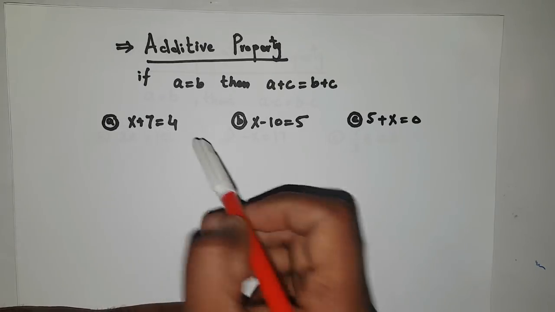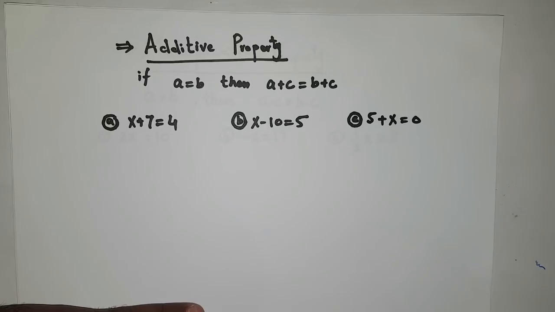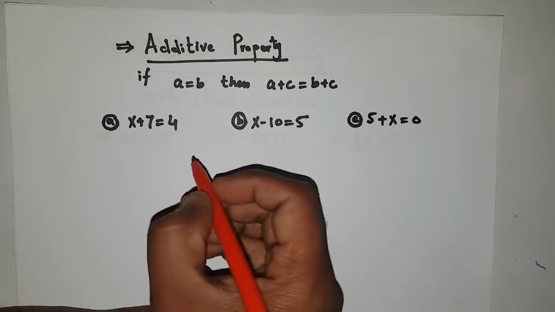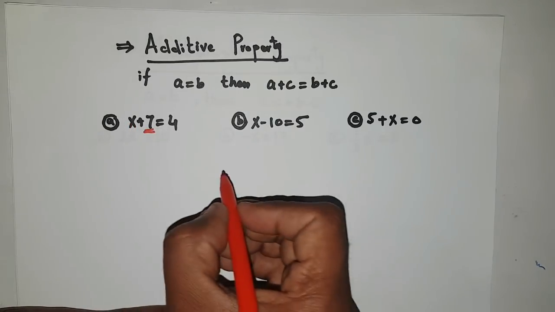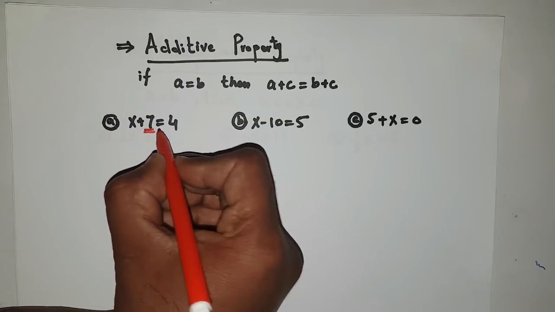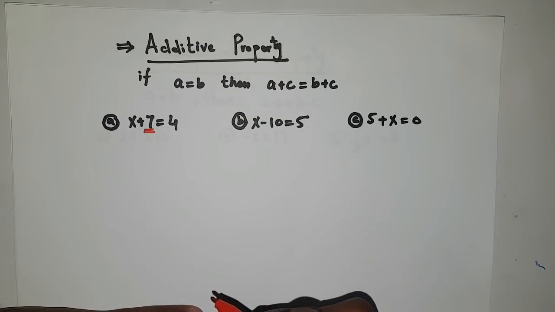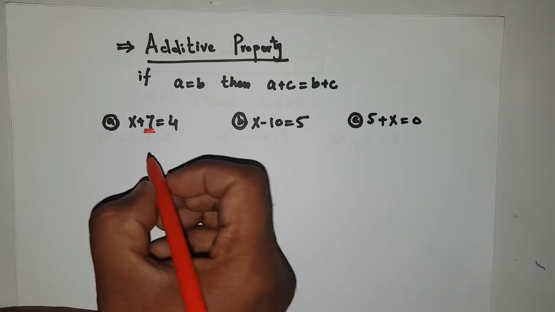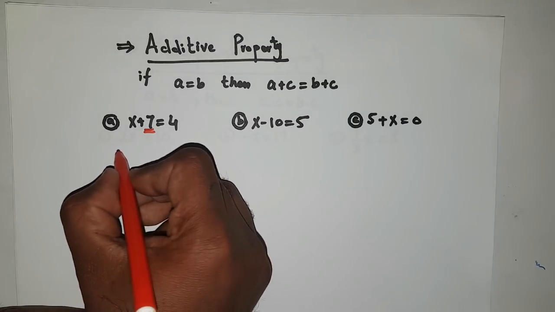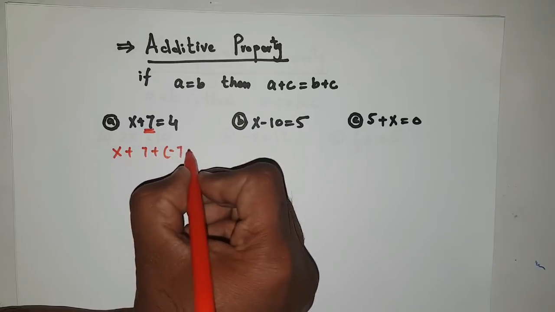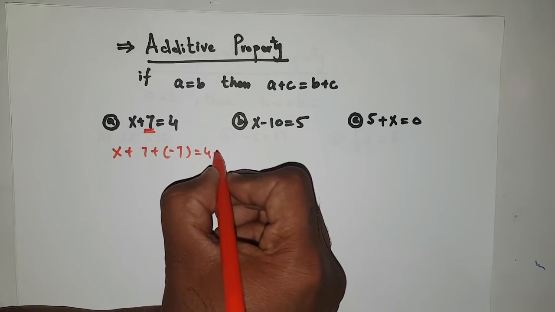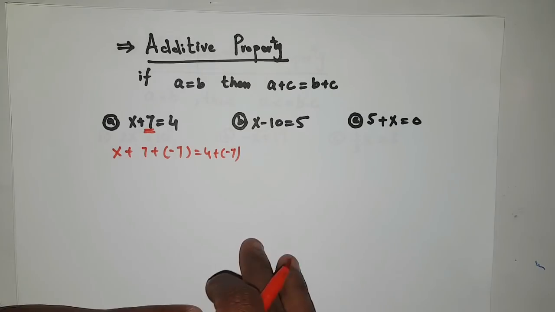x plus 7 is equal to 4, and we want to solve this equation for x. We want to get the value of x. So we will have to remove 7 so that we can get the equation in the form of x. We want to remove 7, so we will have to add the additive inverse of 7 on both sides, and the additive inverse of 7 is minus 7. So we can write it as x plus 7 plus minus 7 is equal to 4 plus minus 7.